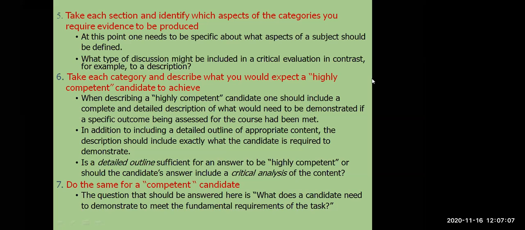He can write a C program using all the modern techniques, highly sophisticated methods. So he's a highly competent person. But when you come to the competent candidate, bare minimum, what does a candidate need to demonstrate to meet the fundamental requirements of the task? So you can dilute this. You can have a lower level. The highly competent person was at level 5, but a competent student is maybe at level 4.